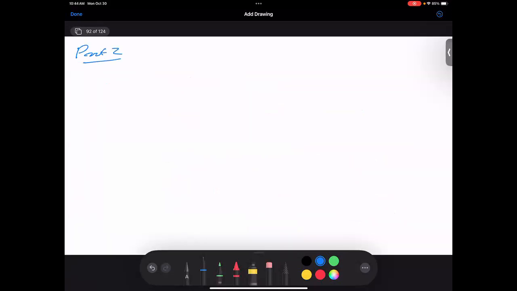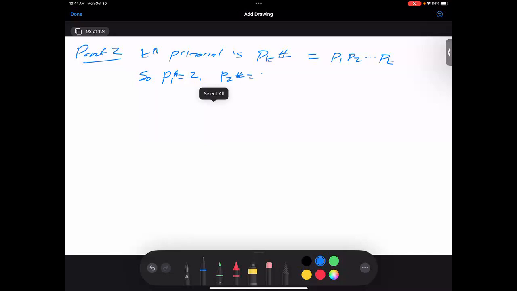And it allows me to introduce some new notation. So we've been talking about primorials. The kth primorial is written as p_k sharp. So that's p1, p2, ... pk. So p1 primorial is 2. p2 primorial would be 2 times 3, which is 6. p3 primorial would be 2 times 3 times 5, which is 30.